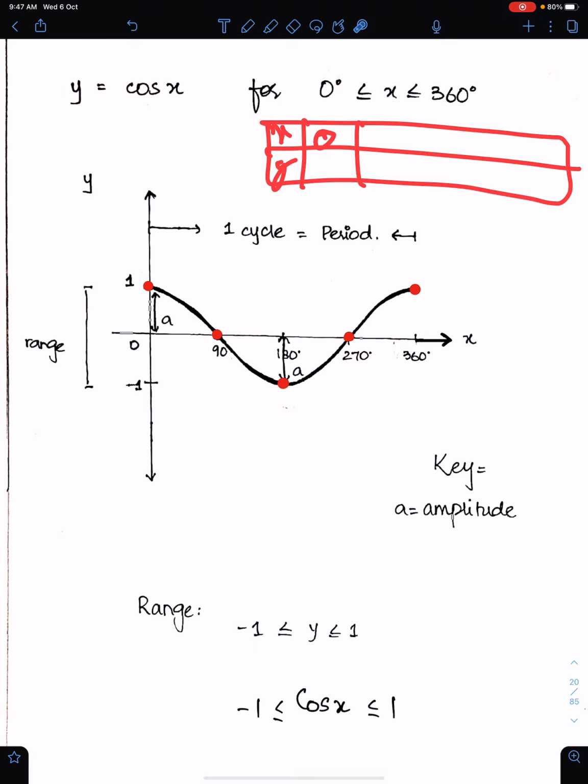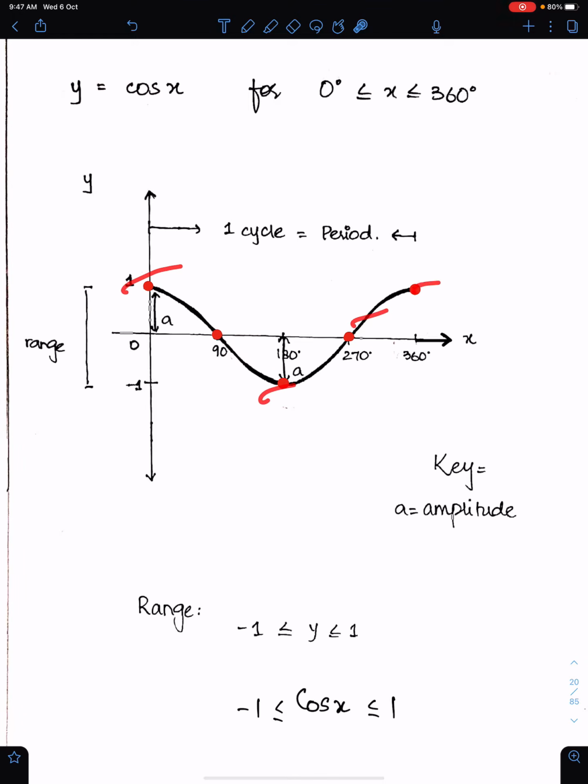If you check cos 0, it will be 1. Cos 90 is 0. Cos 180 is -1. Cos 270 is 0. Cos 360 is 1. This is here. You must label the horizontal axis with x, vertical with y, and this is one cycle. One complete curve means one cycle, means period. The period of this cos curve is 360 degrees, and this is the range of the cos curve.